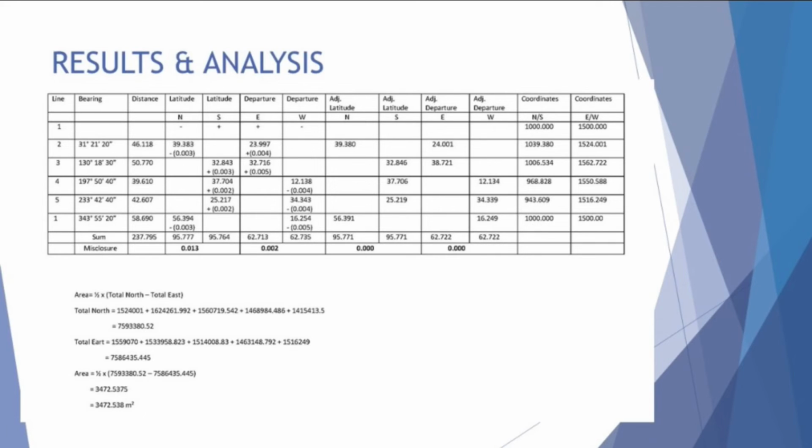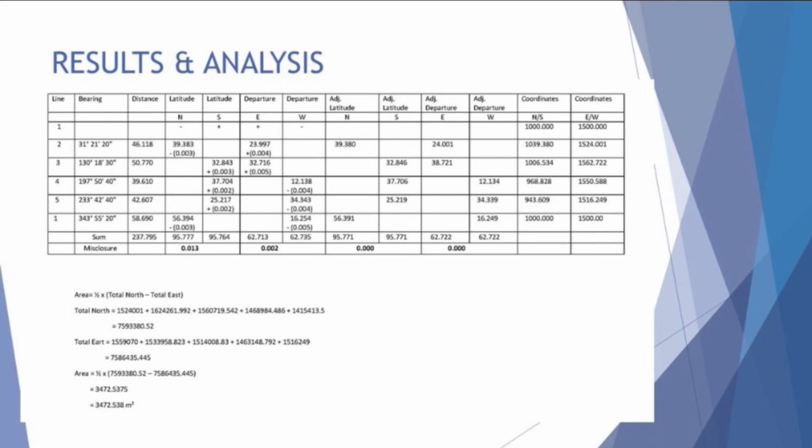Then we will calculate the departure. For departure, we use the same calculation, but we replace the cos with sin on the calculator. For example, 46.118 multiplied by sin on the calculator with 31 degrees 21 minutes 20 seconds. Then we get the answer 23.997. For departure, if we get the answer in positive, then we write it as east. If the answer is negative, then it is west. Then we calculate the sum for distance north, south, east and west.